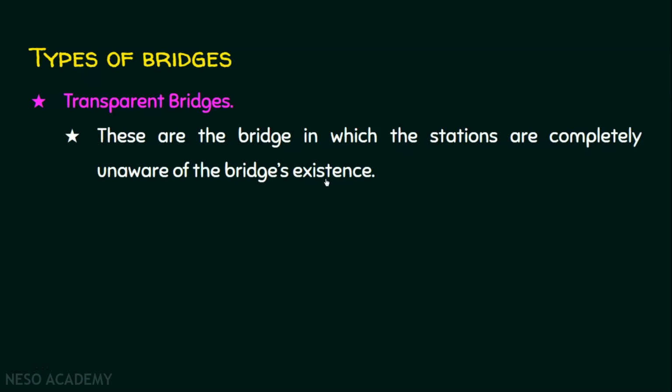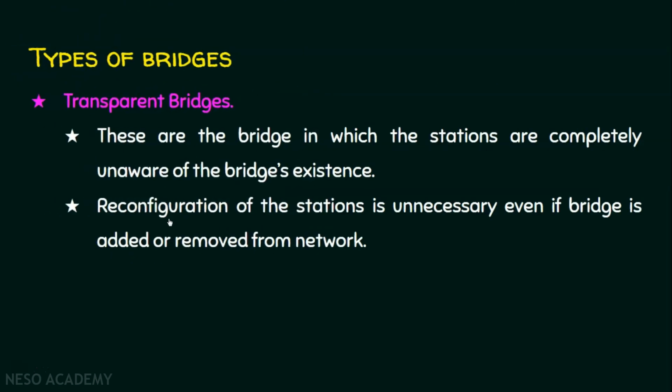In a router, we used to give the IP address of the interface as the default gateway for all the stations or PCs. Whereas in a bridge, we need not do that because the stations are completely unaware of the bridge's existence. So reconfiguration of stations is unnecessary even if the bridge is added or removed from the network. Suppose we add a bridge or remove a bridge, we need not do any configuration or reconfiguration in the stations. That's about the transparent bridges.